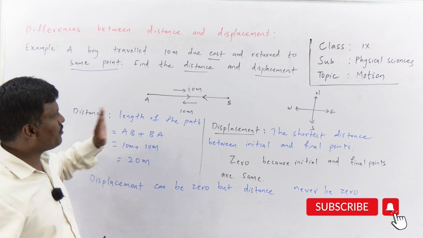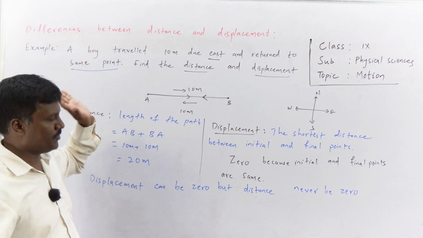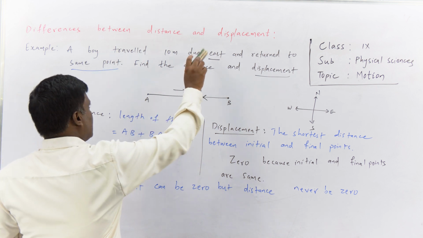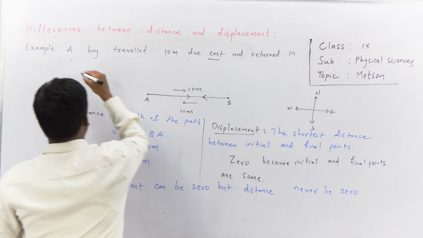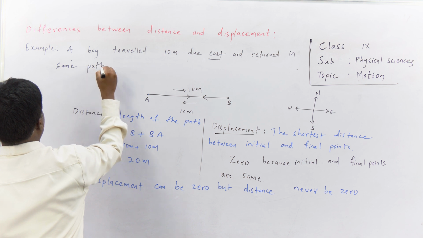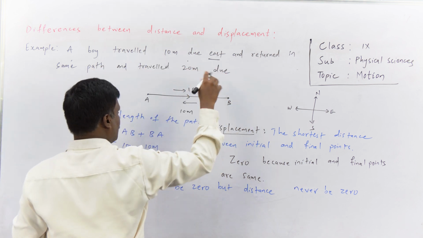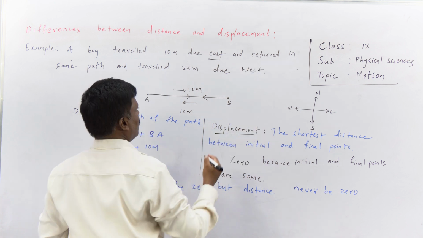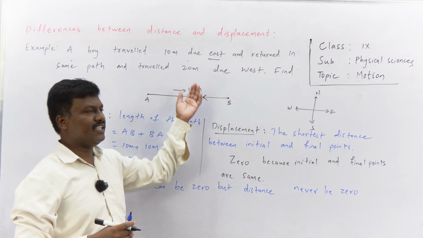Okay. From the same problem, I extend this problem. Let's see. A boy traveled 10 meters due east and returned in the same path and traveled 20 meters towards due west. Then find distance and displacement in this case.